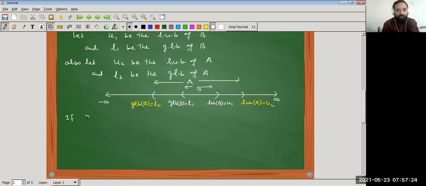So if X belongs to B, अगर हमने X यहाँ लिया, you can take any X. So let X belong to B. This implies that X belongs to A, because why do we write X belongs to A? Because B is a subset of A. It is given that B is a subset of A.